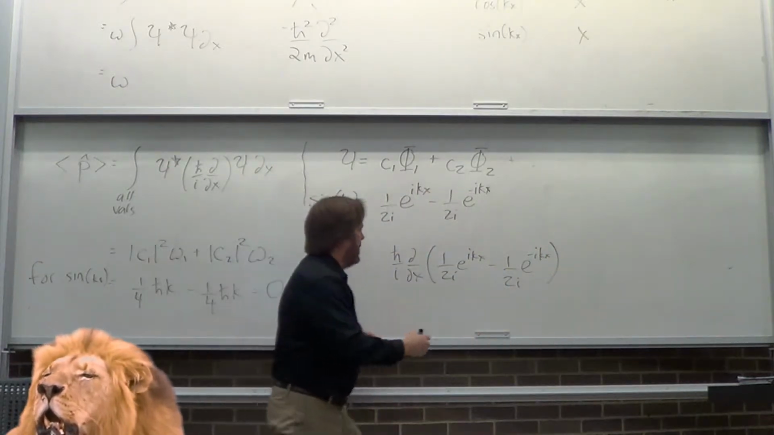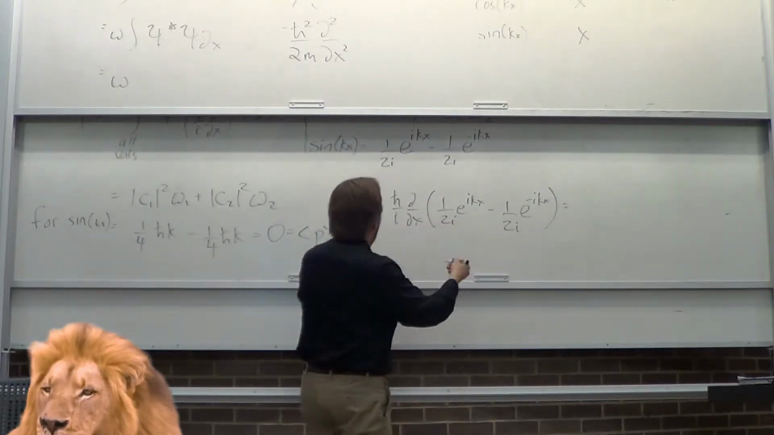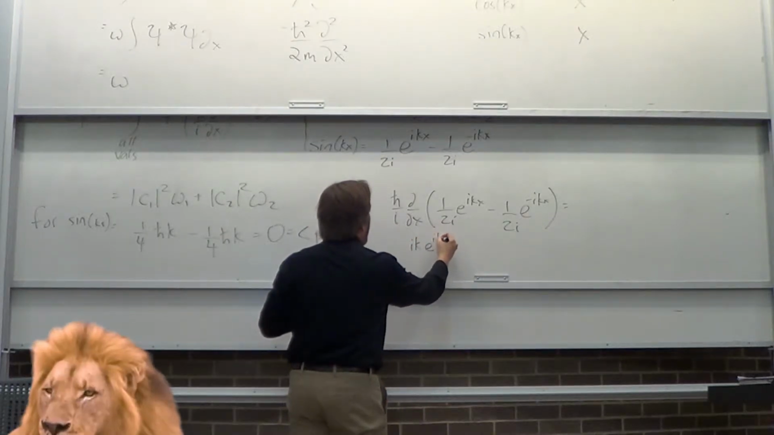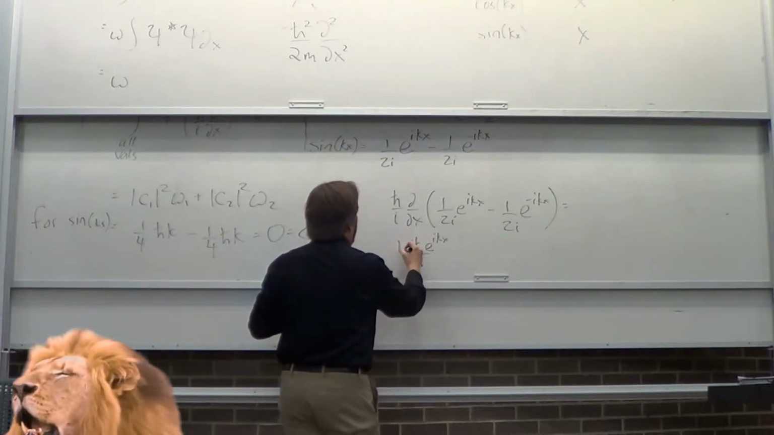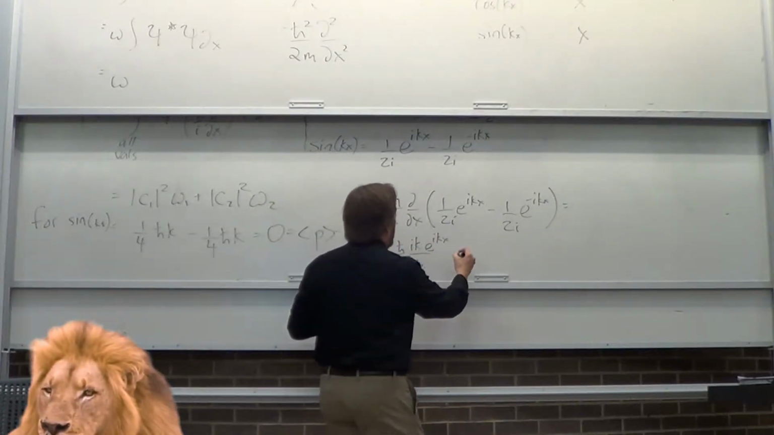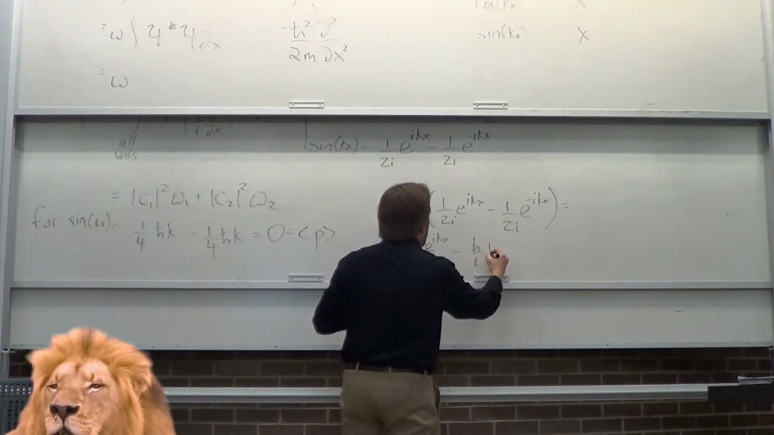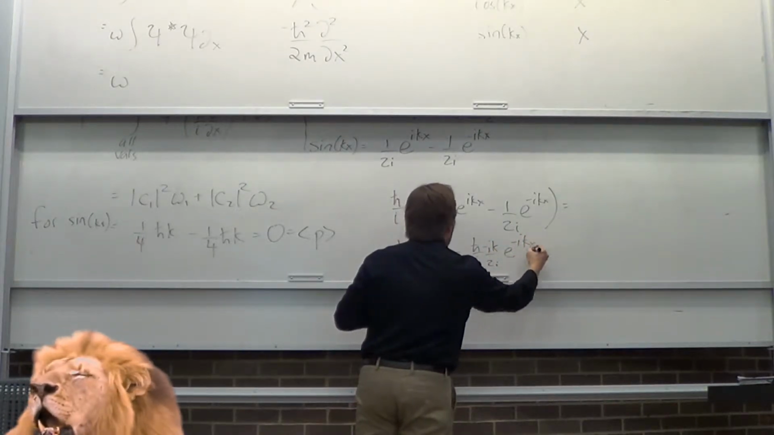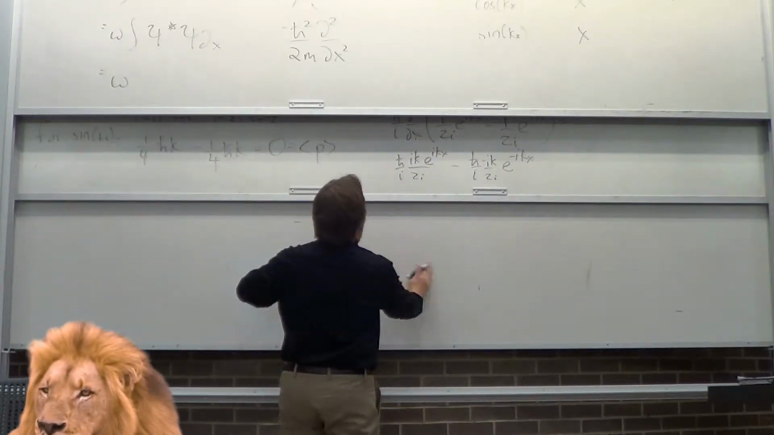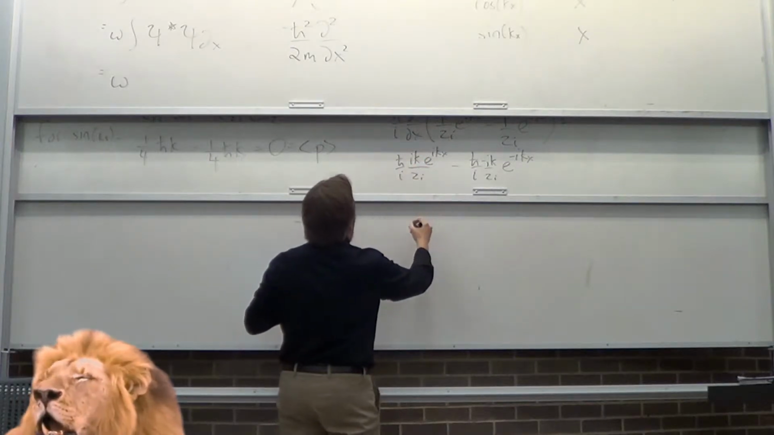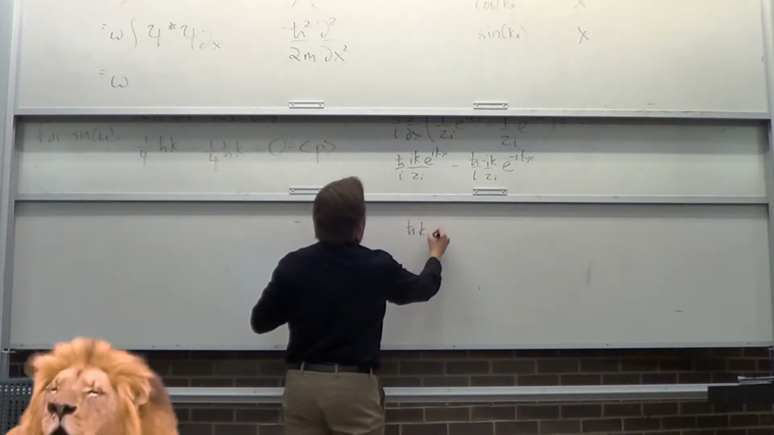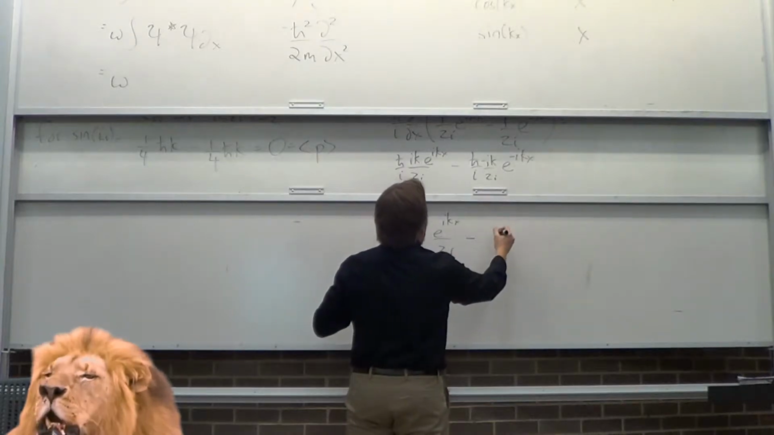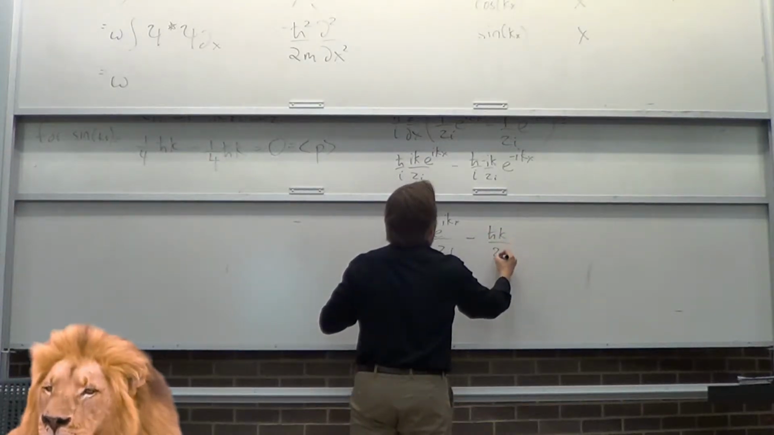Okay, what you end up with if you do this, let's just do it. I mean, look, it's right in front of us. It's fairly easy. What I end up with is ik e to the ikx over 2i times h bar over i, minus h bar over i, 1 over 2i, minus ik. And then what is that? Okay, so h bar k e to the ikx over 2i minus h bar k over 2i.